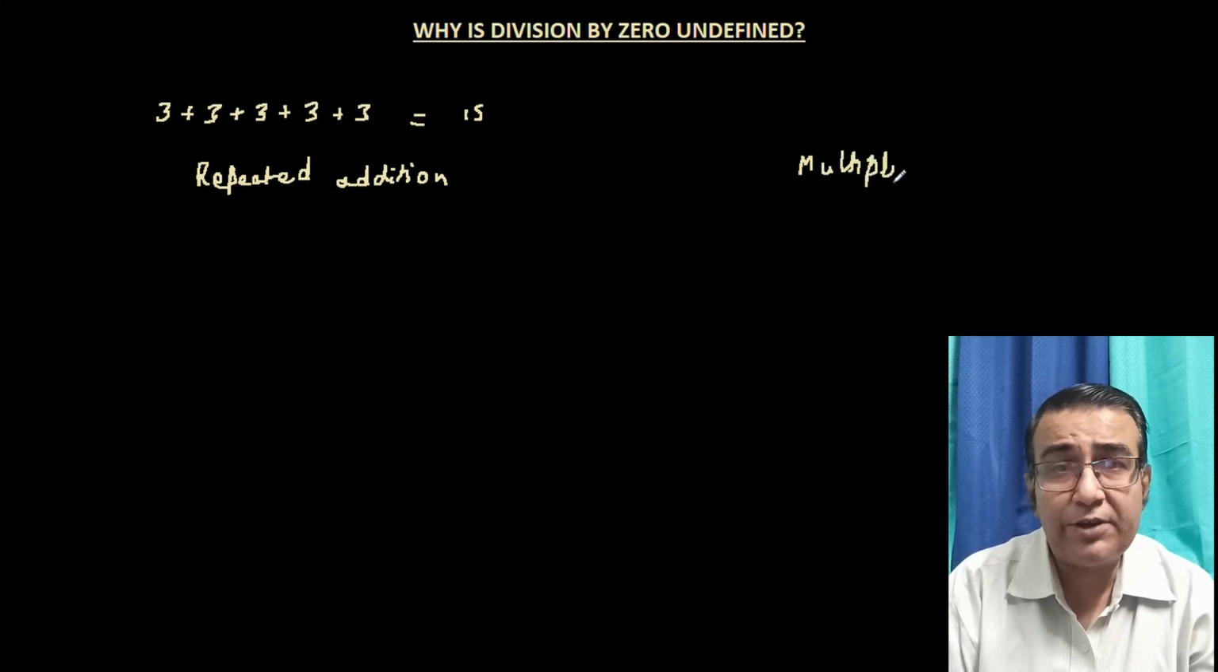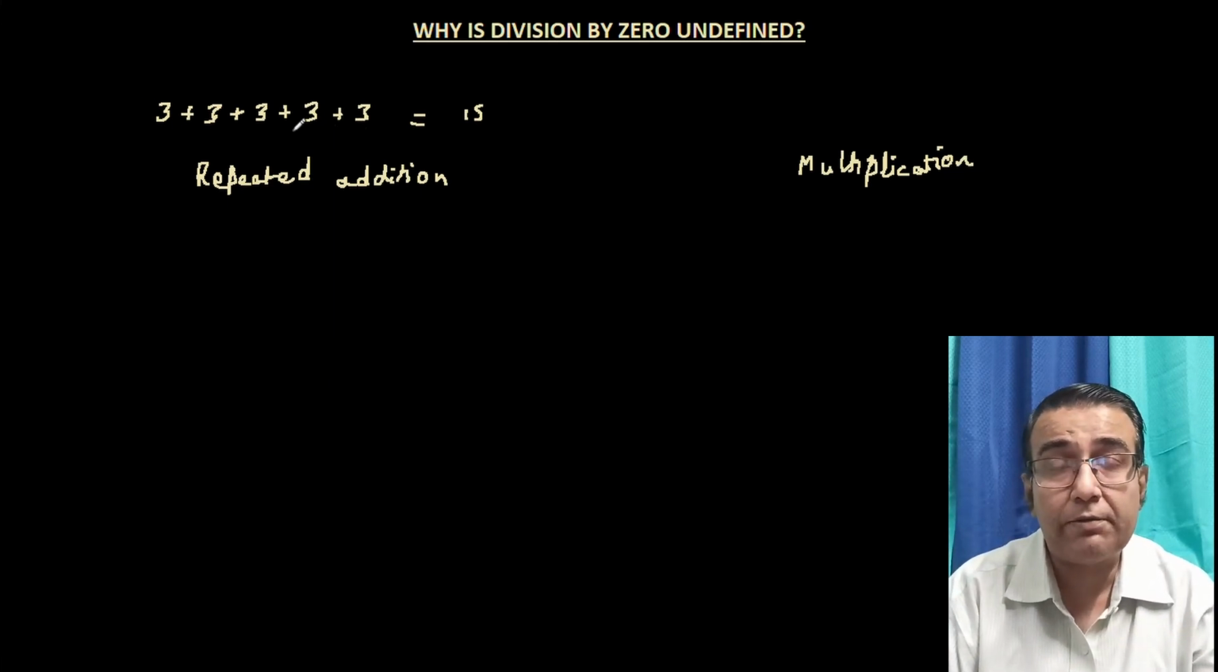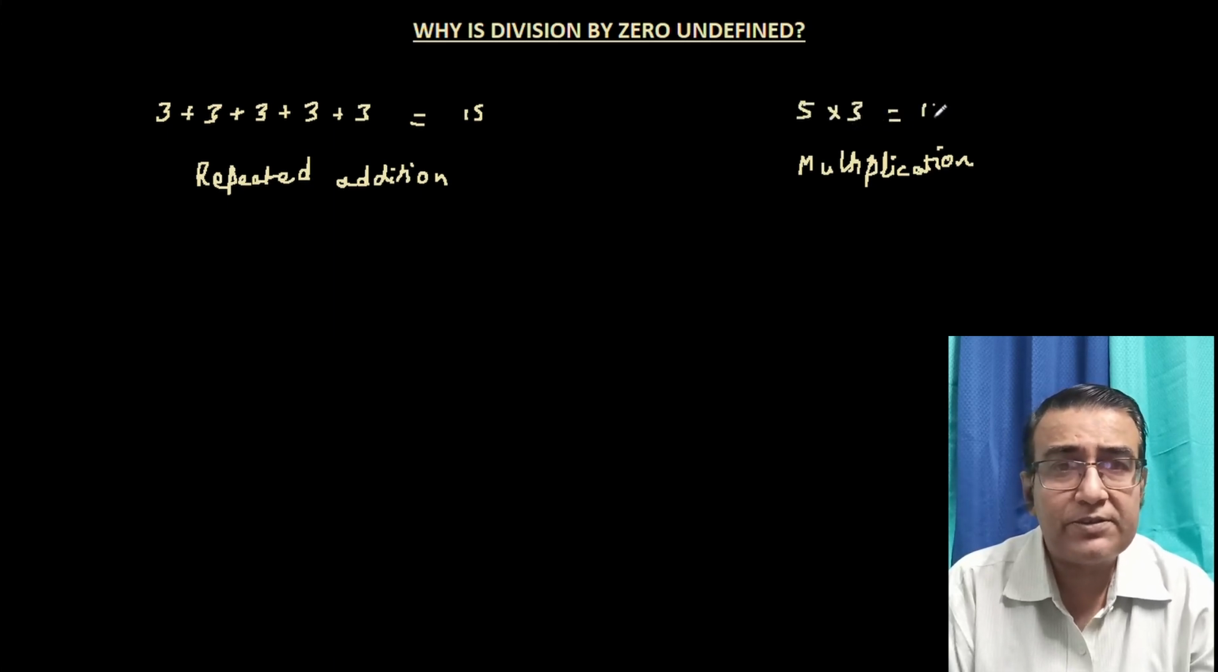So instead of adding 3 to itself 5 times, we can just say that if we are taking 3 5 times, what are we going to get? So in multiplication, in simple terms, it can be written as 5 times 3, which means the result is 15. We all know the multiplication tables. So yes, 5 times 3 is 15.